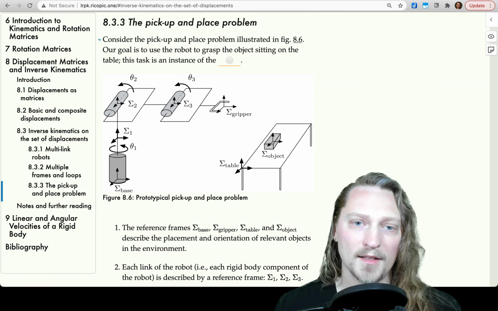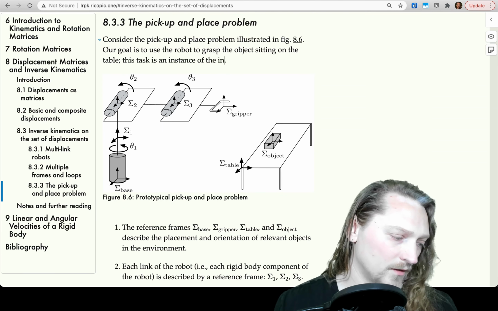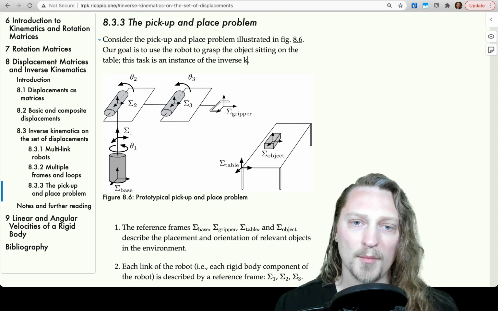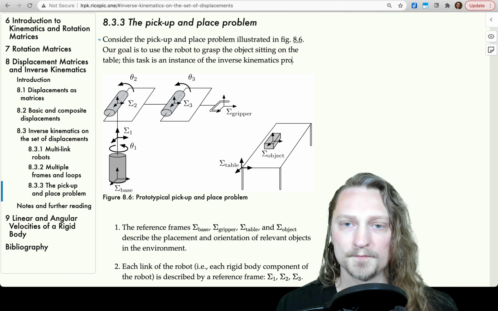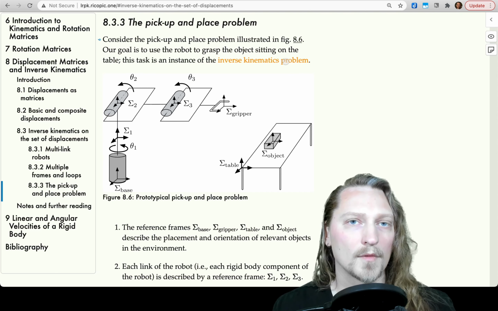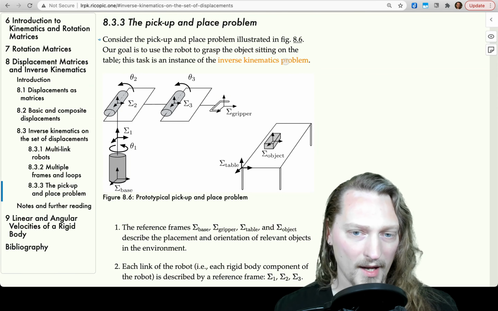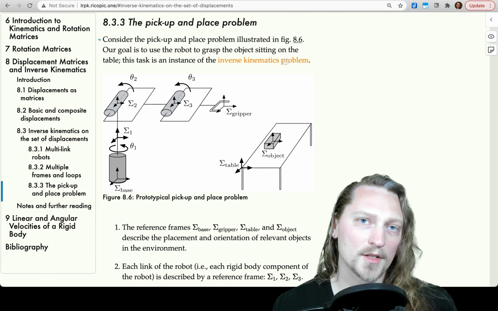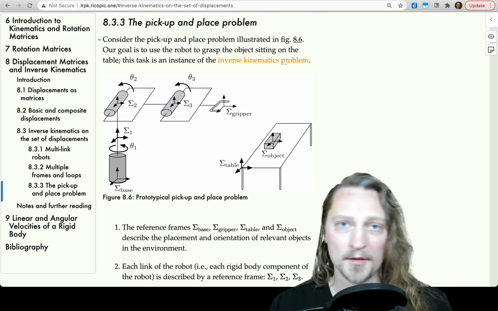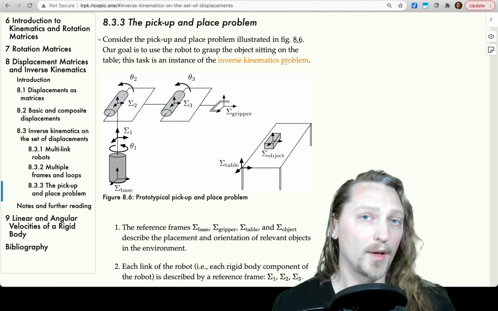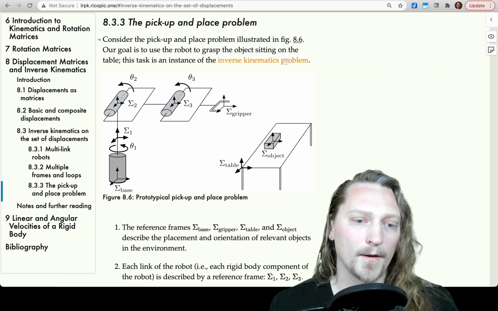This task is an instance of the inverse kinematics problem. Okay, so it's an inverse kinematics problem. We want to go from the workspace to the configuration space, or the joint space, right? So let's look at this step by step.